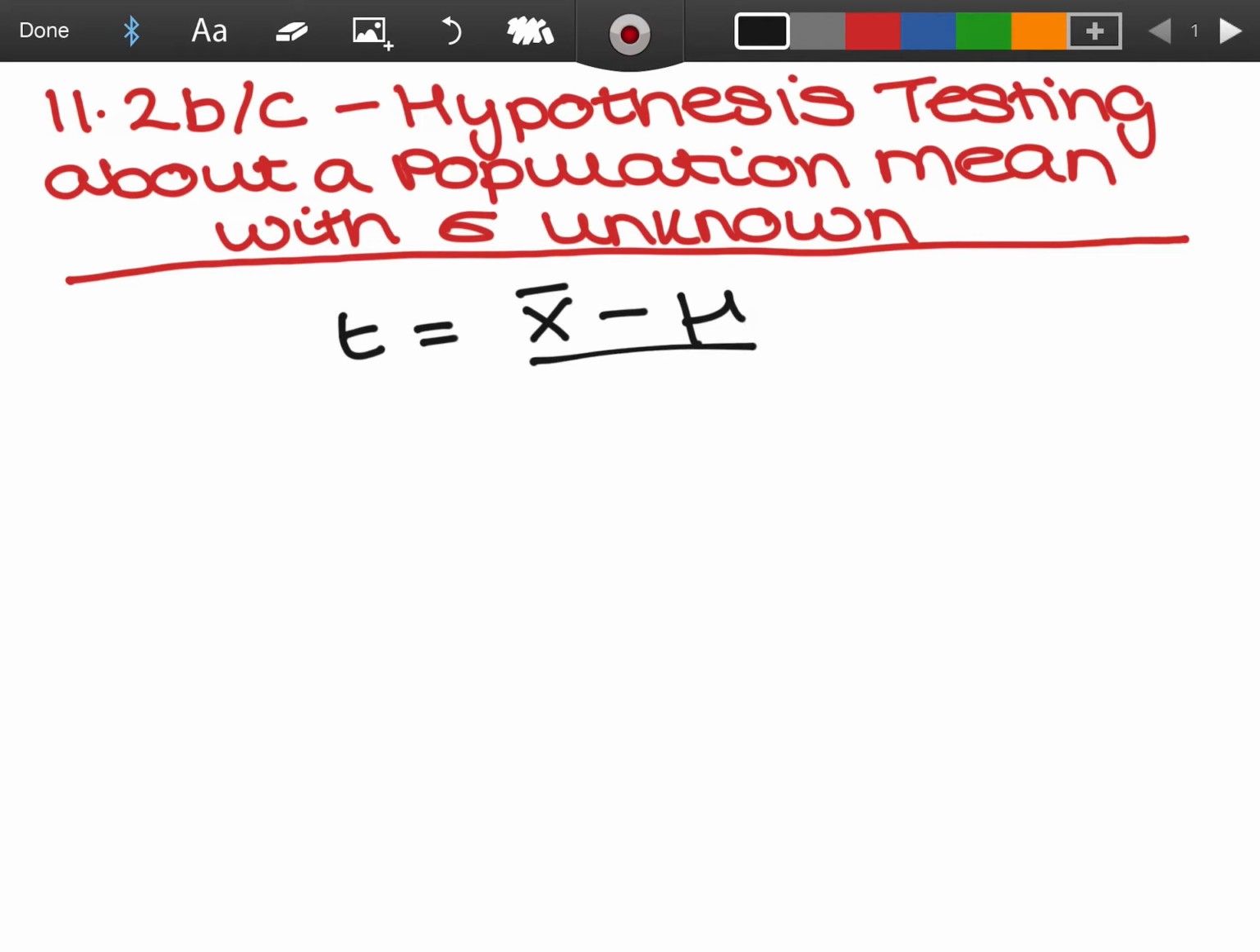I'll take that out for a second. We'll write it as that. Okay. So this is the value that is going to be used as our test statistic.